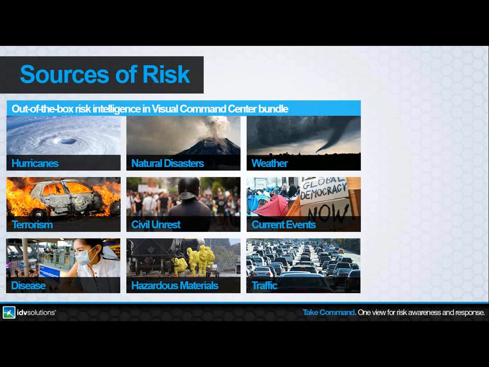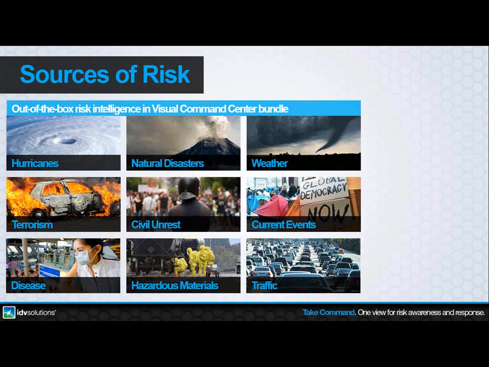Okay, so how do we do this? IDV has gone to great pains to investigate the best sources of risk data and integrate those into our platform. This slide gives a broad brush overview of the risk categories we work with. Out of the box, we can generate visualizations from over 100 sources of different risk feeds. They're bundled, pre-configured for that micro to metro to macro level situational awareness.